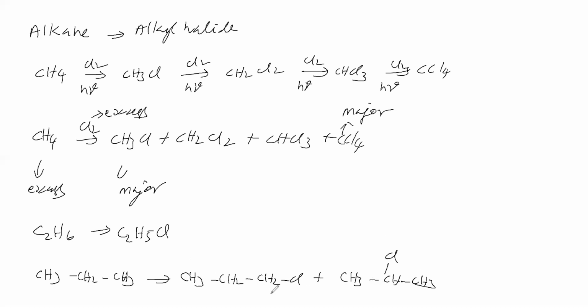This n-propyl chloride is available to a 45% extent. This isopropyl chloride is available to a 55% extent. So why does propane on monochlorination give two different products? That means if chlorine is attacking the primary hydrogen, then we will get this chloride.